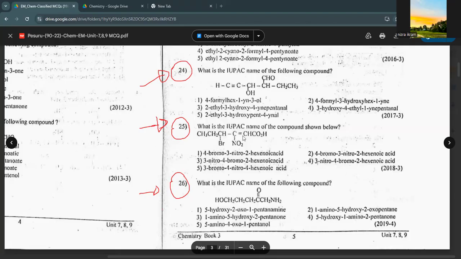Okay, done. Put your answers in the chat box. 24, 25, 26. You have to be quick. Everyone has to put. Two people have sent me a few.